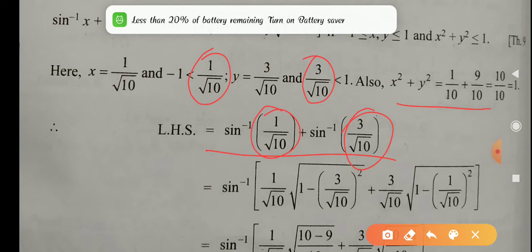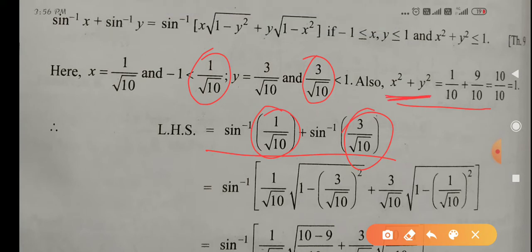So 10 upon 10 is 1. This sum should be less than or equal to 1, and here it is coming equal to 1. So the condition is satisfied. It means that we can apply the property: sine inverse x plus sine inverse y equals sine inverse of x into under root 1 minus y square plus y into under root 1 minus x square. So they are applying the property.